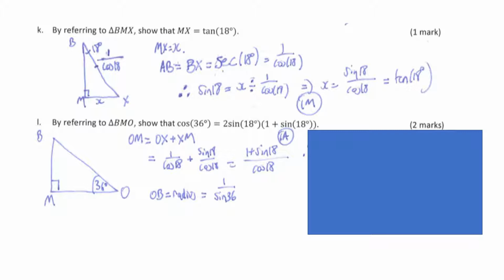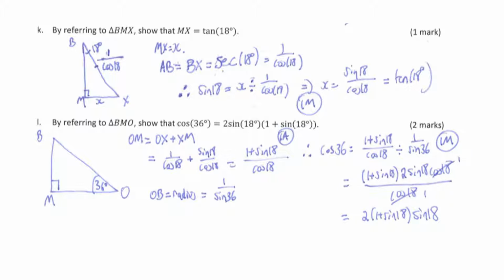Pulling it all together now, so we're going to apply cos of 36, which is MO over BO, and we get a nice expression, as you can see. But of course, sine 36 is not in the expression for cos 36, so we need to use a double angle rule, and then we get a nice cancelling. The cos 18s will disappear, and we're left with that expression for cos 36.